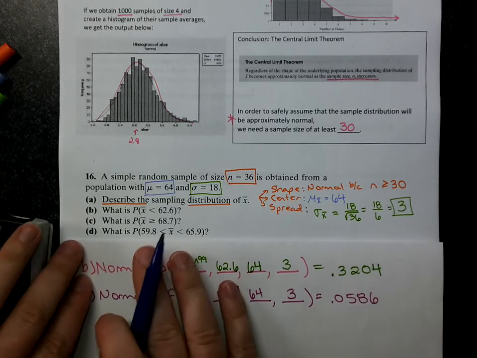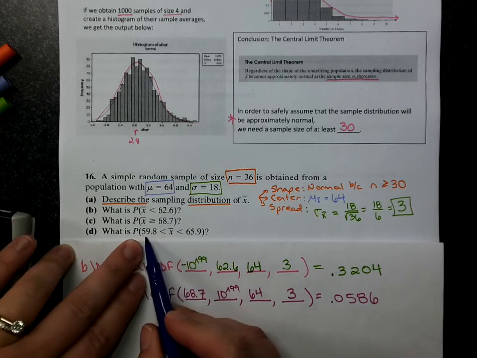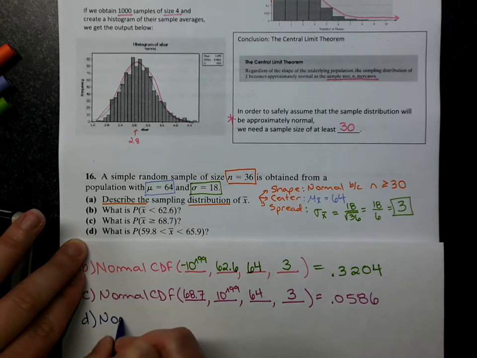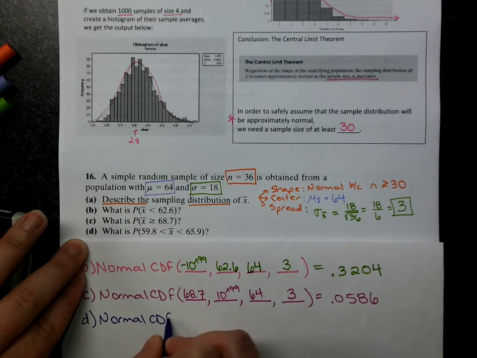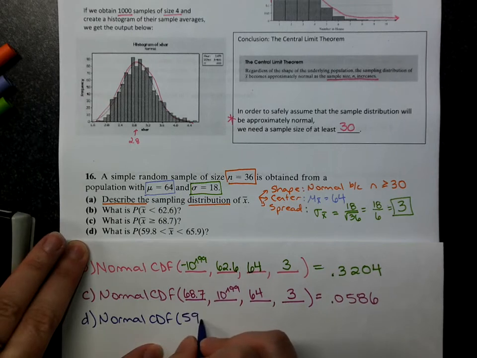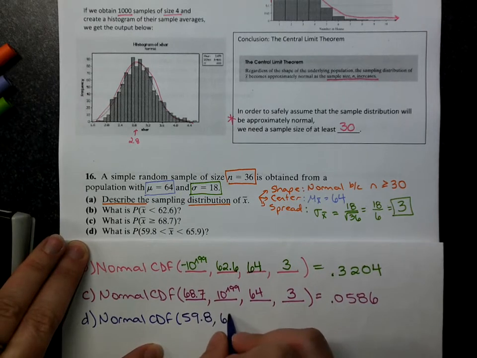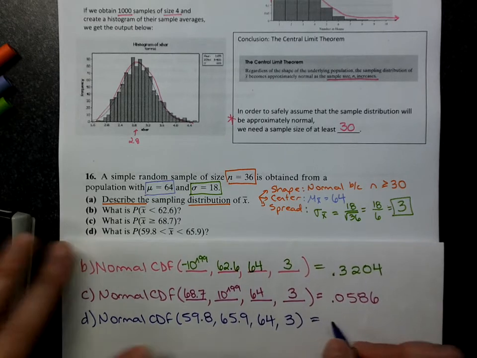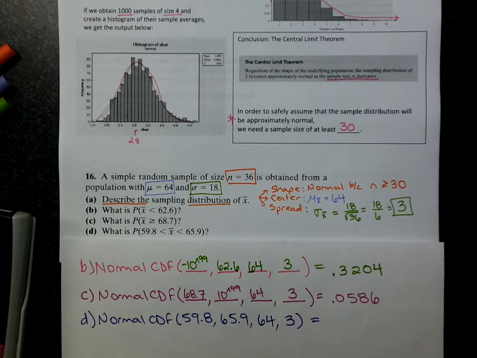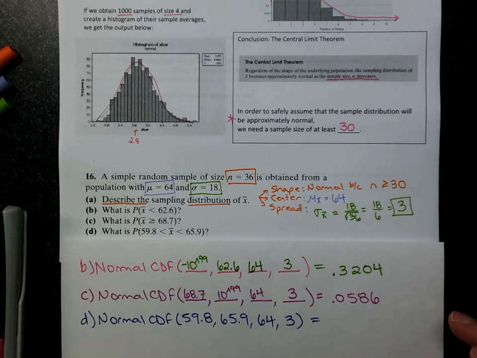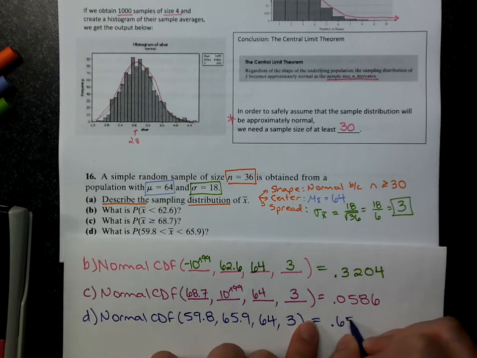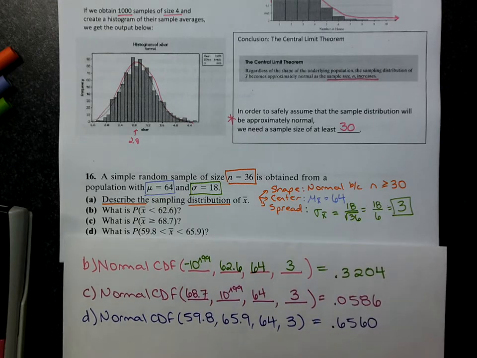Part D, what is the probability that X bar is between 59.8 and 65.9? So normal CDF, 59.8, 65.9 with a mean of 64 and a standard deviation of 3. Normal CDF, 59.8, 65.9, 64, and 3. Gives us 0.65, that rounds to 0.60.